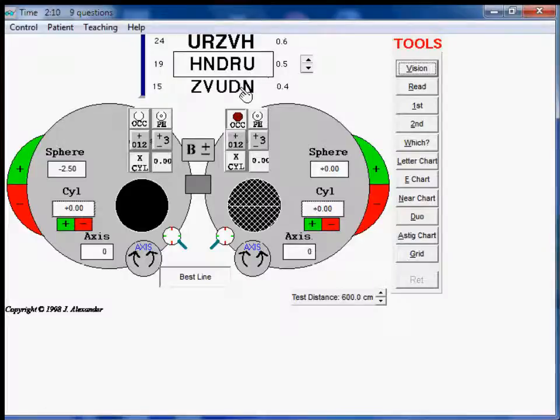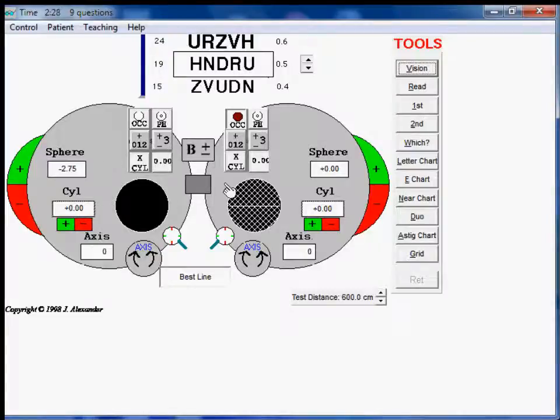Here you see that with the -2.5 sphere, vision got worse. So we know that his sphere is -2.75 and that is his best sphere.